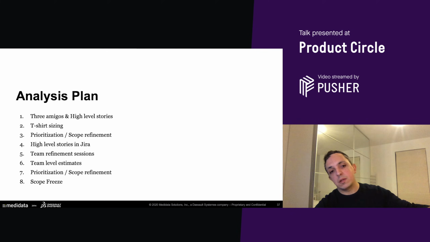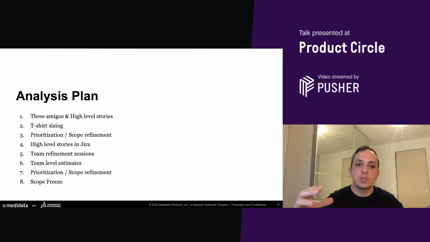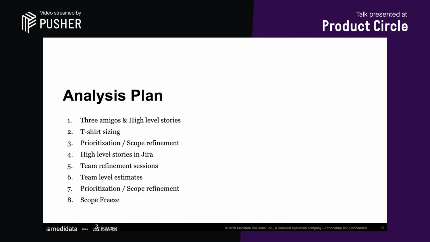We took the entire team through them. We got the team level estimates, which were by far the most accurate estimate. Went again through a second round of prioritization and scope refinement. And finally, we could scope freeze, right? So especially for the clinical trials world, we need to be able to communicate what a release is going to include quite a few months back. So scope freezing early was important to us.